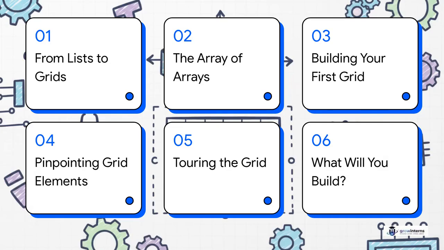So here's the game plan. First, we're going to talk about why we even need to go beyond a simple list. Then we'll get into what a 2D array actually is. Hint, it's pretty cool. We'll build one from scratch, figure out how to grab specific things from it, and then how to visit every single spot in the grid. And by the end, you'll be all set to build your own grid-based projects.